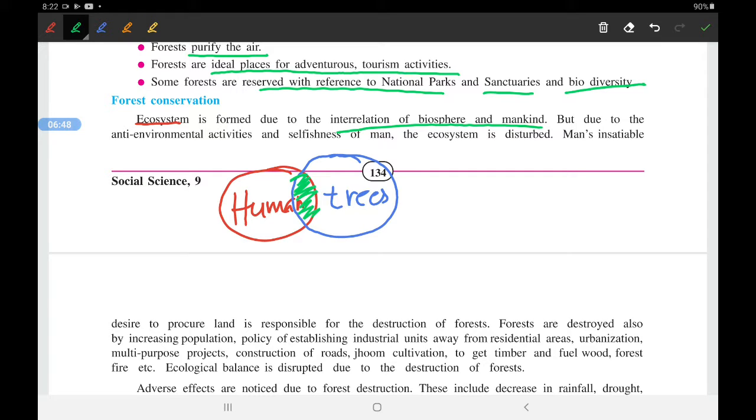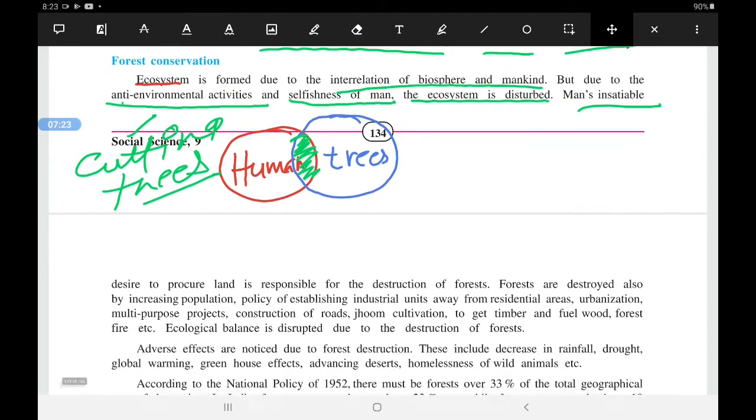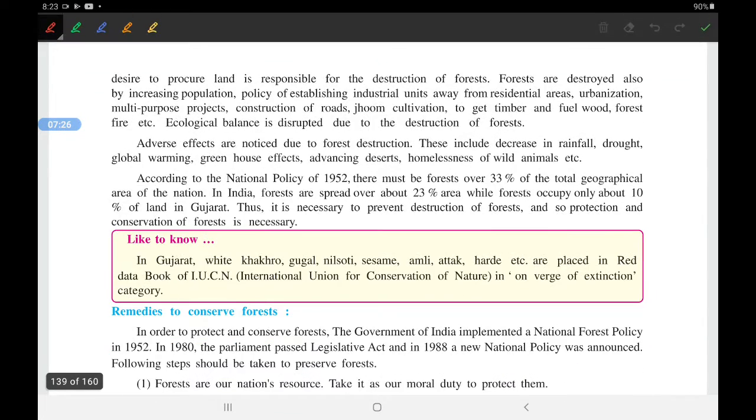But due to the anti-environmental activities, like cutting down of trees, the burning of trees, all of that is anti-environmental activities, and selfishness of man, the ecosystem is disturbed, and due to us only the ecosystem is disturbed a lot. Man's insatiable desire, insatiable means which cannot be satisfied, insatiable desire to procure land, to get more and more land, is responsible for destruction of forests.